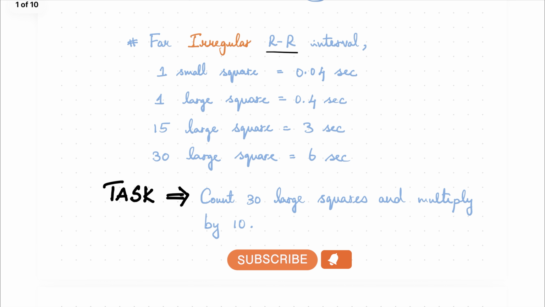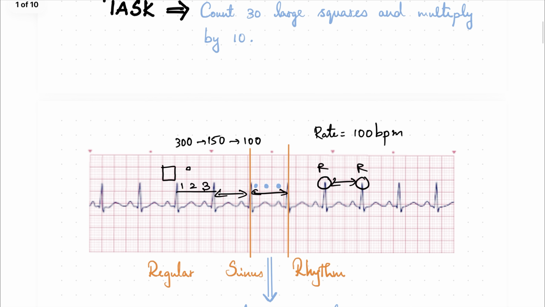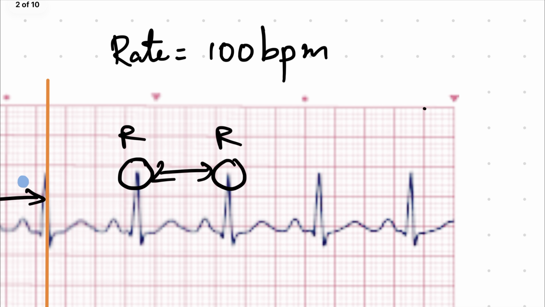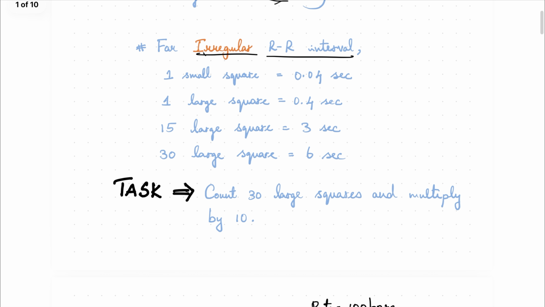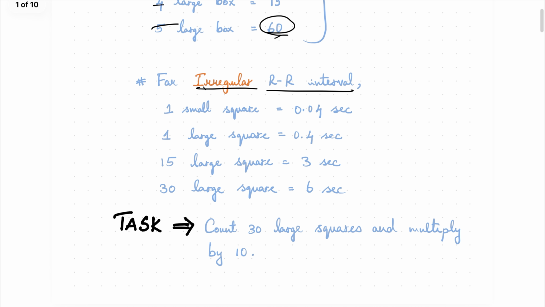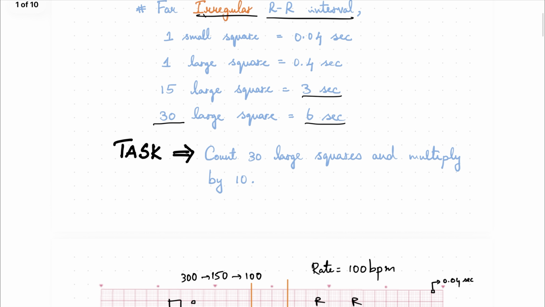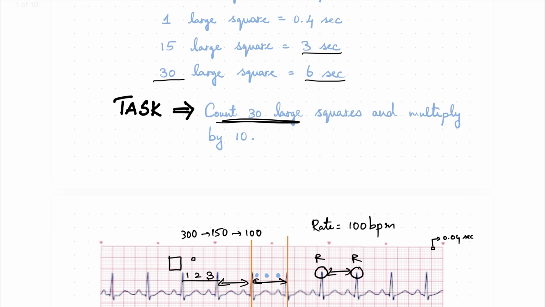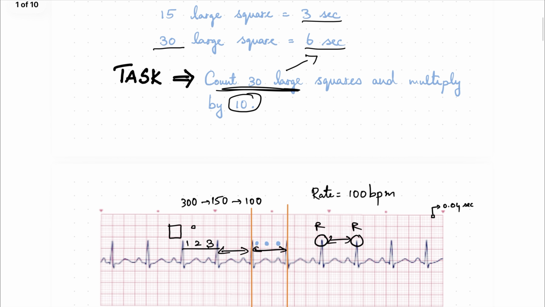Now, when the RR interval becomes irregular, what you have to do is count 30 large squares. Because you have to remember that one small square is equal to 0.04 seconds, which means when you take 15 large squares, it becomes 3 seconds, and 30 large squares becomes 6 seconds. Our task is to count 30 large squares, which equals 6 seconds, and multiply it by 10.